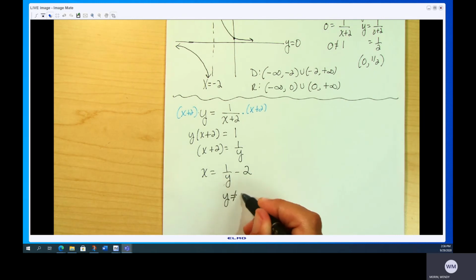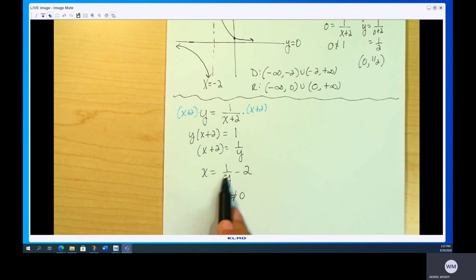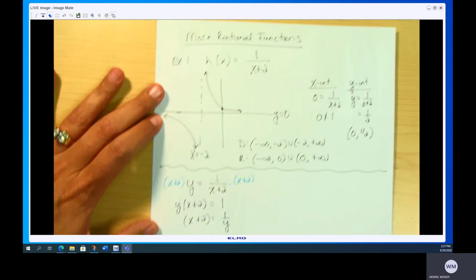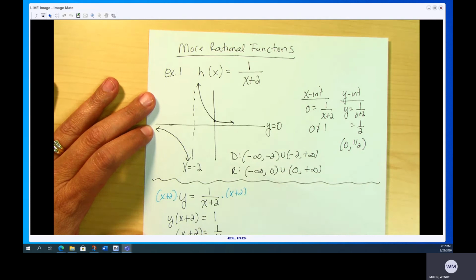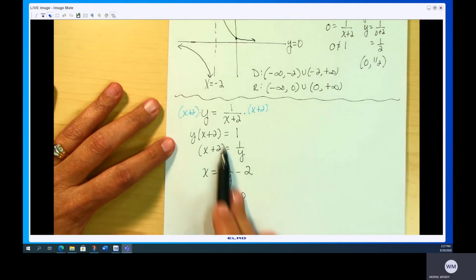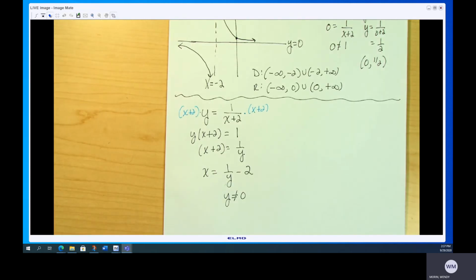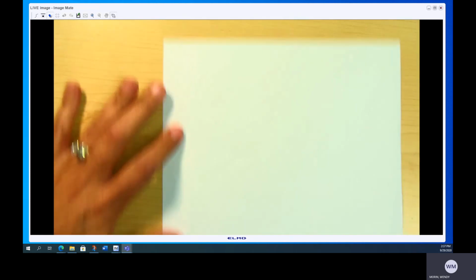Y cannot equal 0 because our denominator could never equal 0. So let's go back up to our sketch. Is that true? Is it all reals except 0? Yes. So this is looking at it graphically, and this is doing it algebraically. So the reason why I want to show you that is because we're going to change the looks of our rational function, which is our next example.